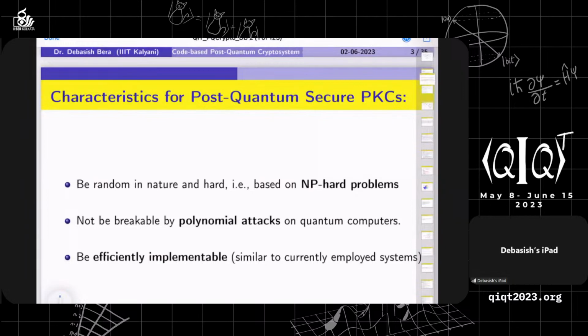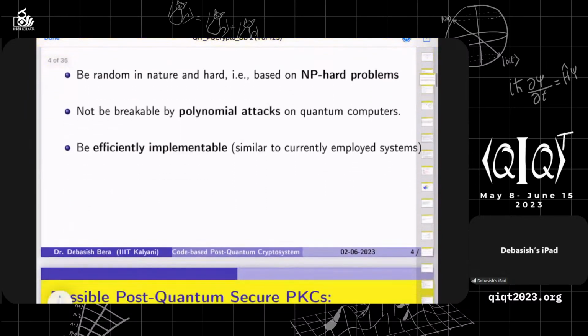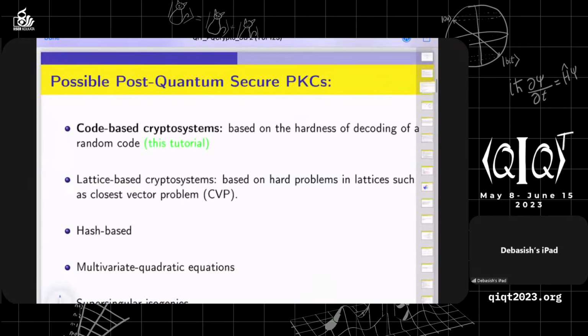By keeping those three points in mind, people have tried to find existing algorithms in fields like coding theory. So the first point, where research is going on, is code-based crypto systems. It is basically the hardness of decoding a random code, and our tutorial will be focusing on this area.